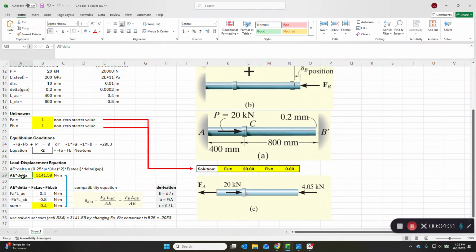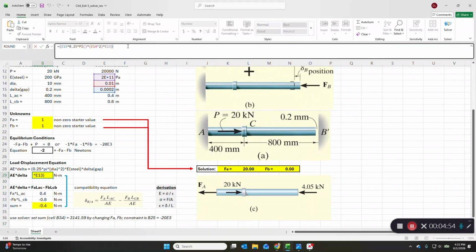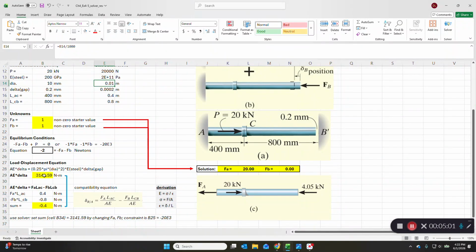And AE delta then is, A is 1/4 pi d squared. D was given. And E is given for steel. We looked it up. And then delta is the gap, which was given. So that's 0.0002 meters. So everything, again, in newtons, meters, and pascals. And that will work out to this value. Okay, so I have A times E times delta, and A is just 1/4 pi d squared given this diameter right here. So I get basically 100 pi.